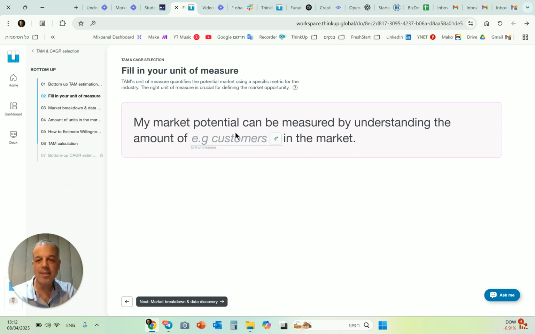But in my case, I think that student bedroom would be the best unit of measure, the amount of units of bedrooms, the student bedrooms. So I can manually type in or select from the suggestions.